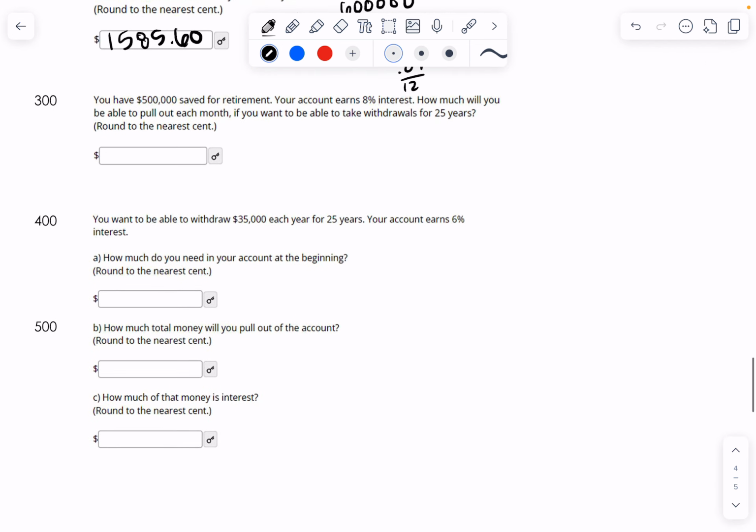Okay, now we have payout annuities. So you've saved up for retirement, you have your retirement fund, and now you want to be able to withdraw money each month. So if it says withdrawals, or how much money will you pull out of the account, those are payout annuities. And that is the last formula on the formula sheet.